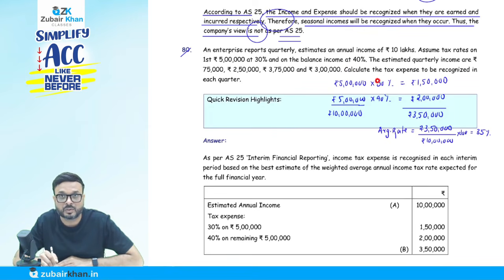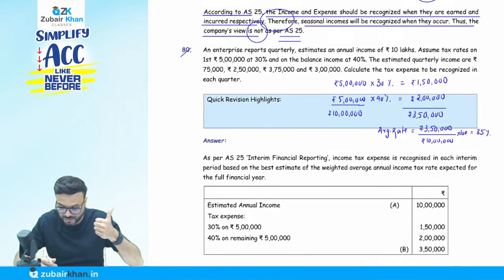So we calculate the estimated quarterly income. We'll come to quarterly income later on. First, how much is the tax? First step: 5 lakh multiplied by 30%, and 5 lakh multiplied by 40%. So the total tax is coming to 3,50,000. Step number 2, the average rate: 3,50,000 divided by 10 lakh multiplied by 100, that is coming to 35%.